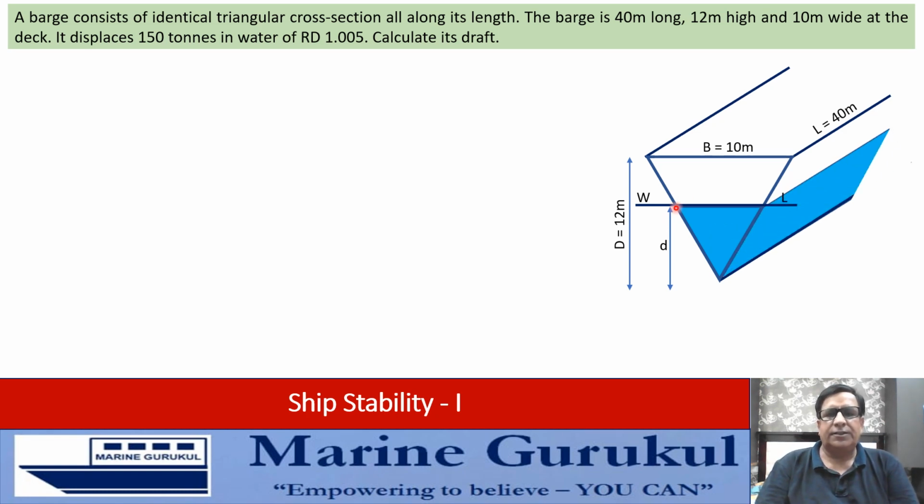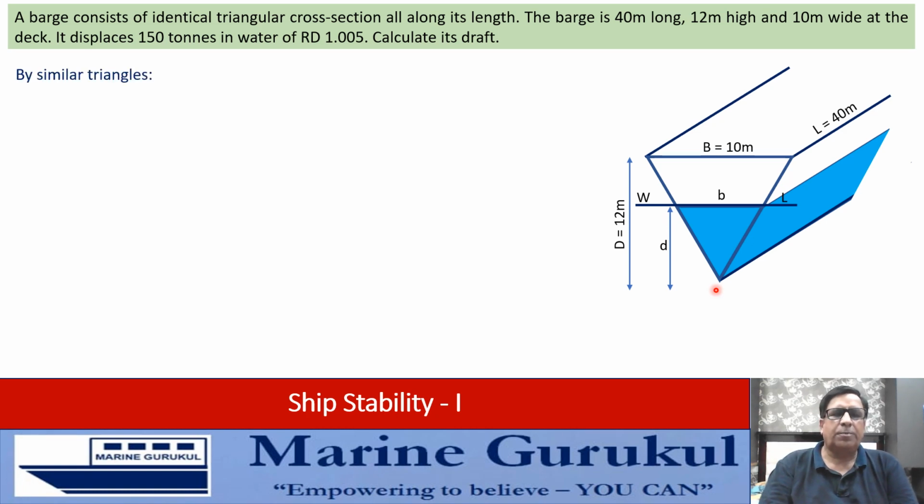Now let us say this breadth of the barge at the water line is small b. We know that this big triangle, which represents the cross-sectional area of the barge, and this small triangle, which represents the underwater cross-sectional area, are similar triangles. Therefore, their heights and the corresponding sides are in the same ratio.